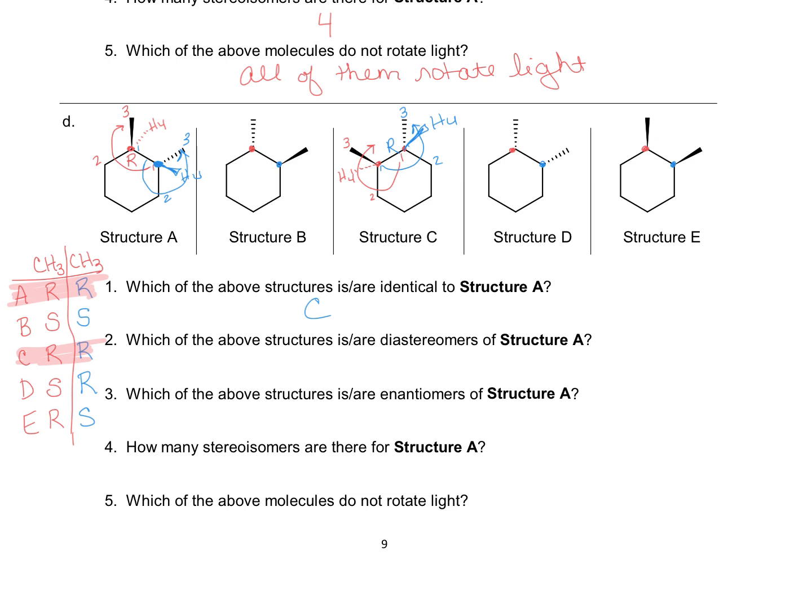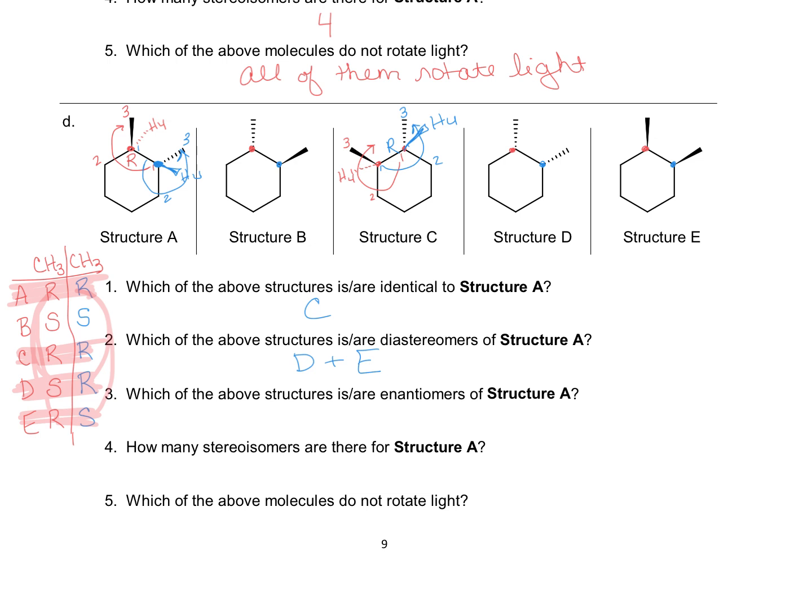Which of the above is diastereomers of A? So that means one site the same, one site opposite. So D has R for the second CH3 and S, so they're the same at the RR and opposite here. And E is the same. We have same here and then opposite here. So D and E are diastereomers.